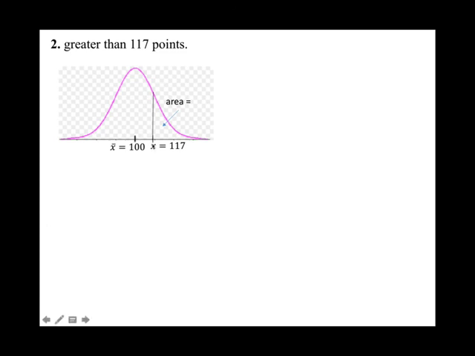This time, the lower value will be 117. What is the upper value here? That will be 1E99. So normal CDF, 117 to 1E99, the mean and the standard deviation. You will get 0.1285.